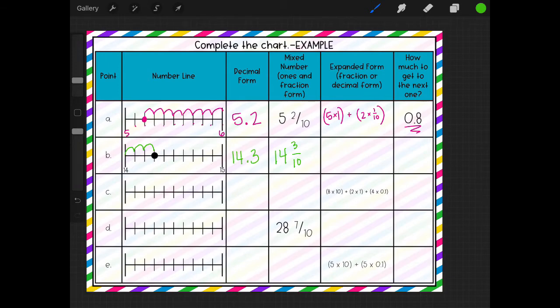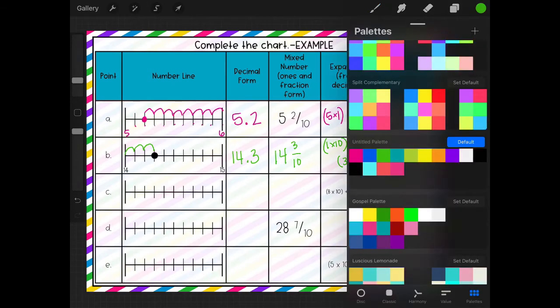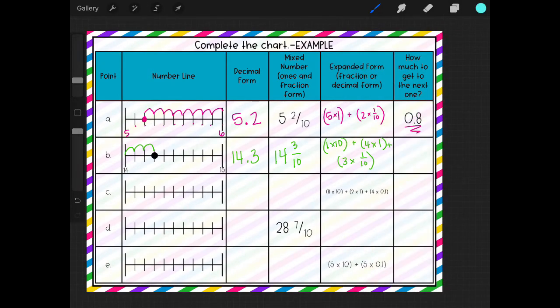And then if I were to write it in expanded form, I have tens here. So I've got one group of 10 plus I have 4 groups of 1 plus, and if you need to move down, that's okay. I'm showing you fraction form again, 3 times 1/10. Now, the last question, how much to get to the next one? I'm actually going to change colors here. I'm going to say I need 1, 2, 3, 4, 5, 6, 7. You can go through and count on your number line how many more tenths you need in order to make it to the next one.